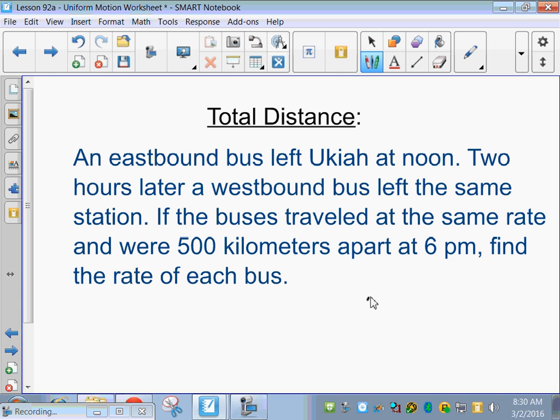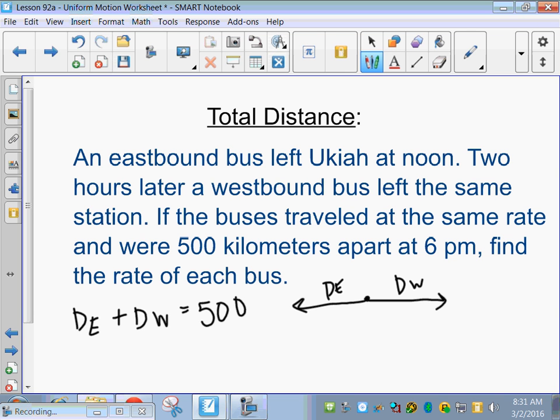So we're starting at the same point, and our distances point out, right? And we're going to label these with our eastbound distance and westbound distance. So these are going to add to be how many miles, you guys? 500, thanks, kilometers. So distance of the eastbound train plus distance of the westbound train equals 500, because it says they were 500 kilometers apart, so we're going to find the rate of each bus.